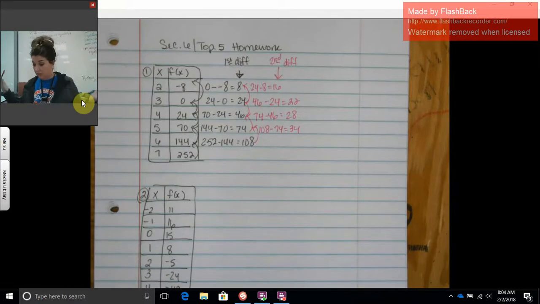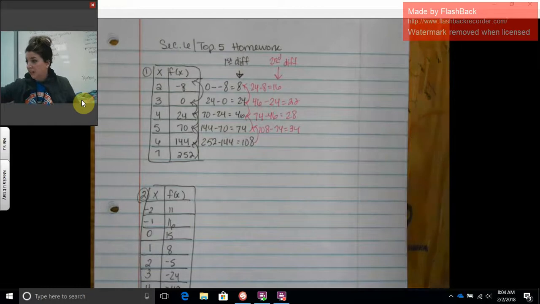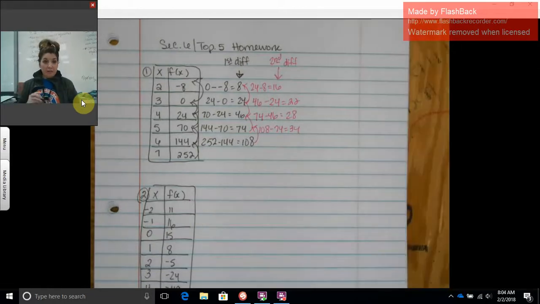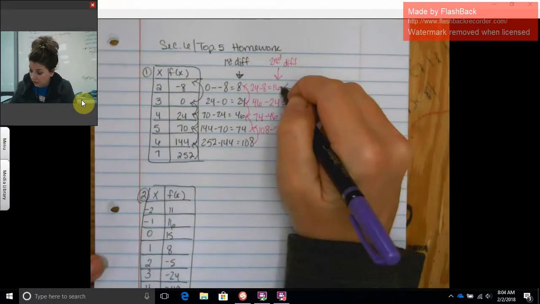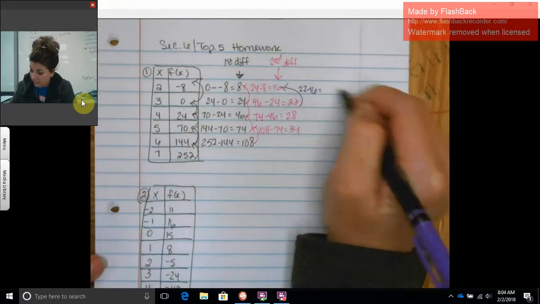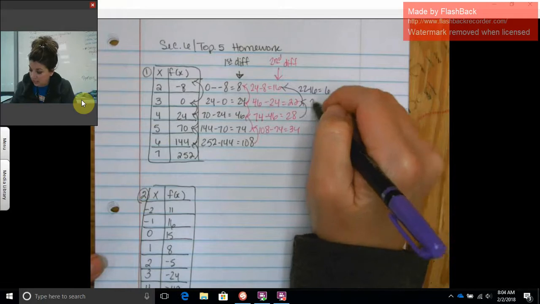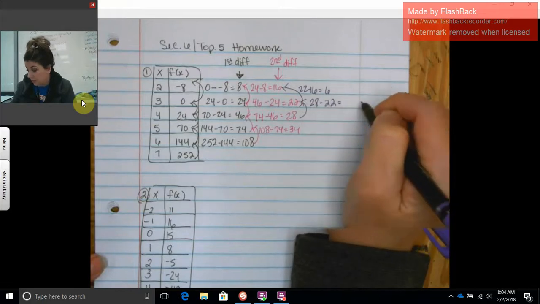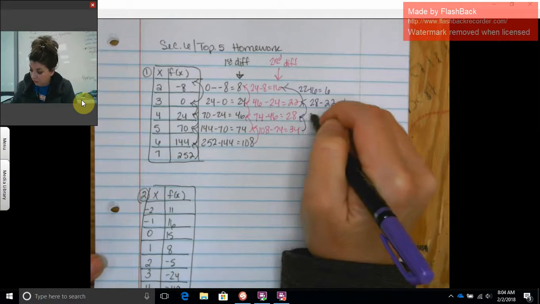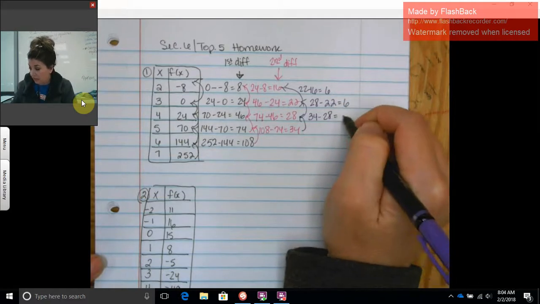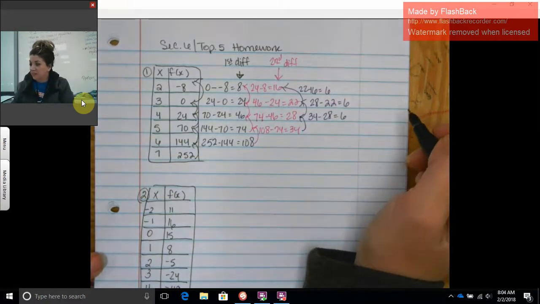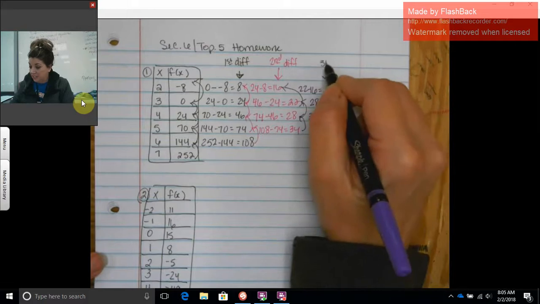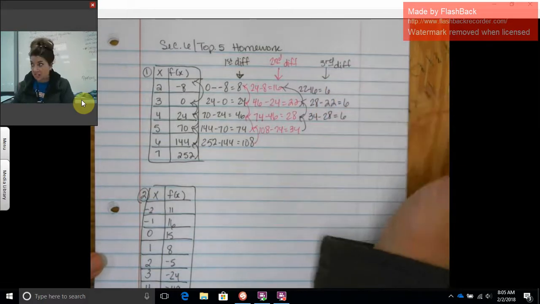Alright, so what do we do? We're going to try and find the third difference. Maybe it'll have 3 degrees, right? Maybe it won't. I don't know. So what is 22 minus 16? 6. What is 28 minus 22? 6. What is 34 minus 28? 6. Winner, winner, chicken dinner. We found it. The third difference is constant, right?